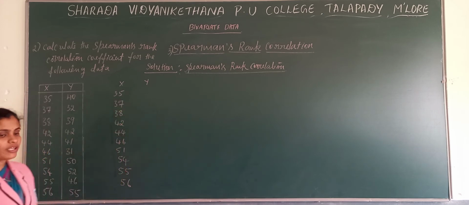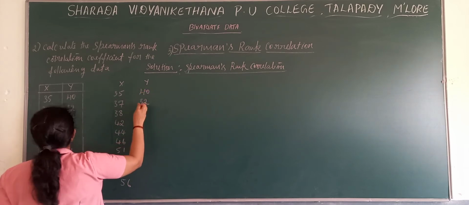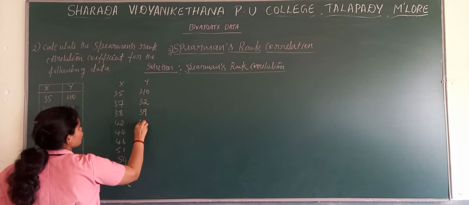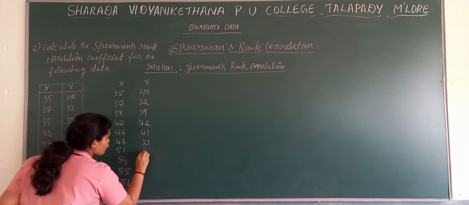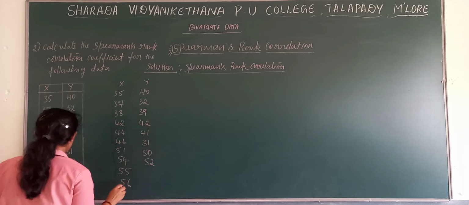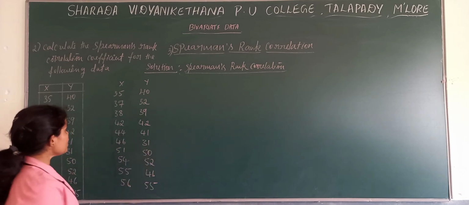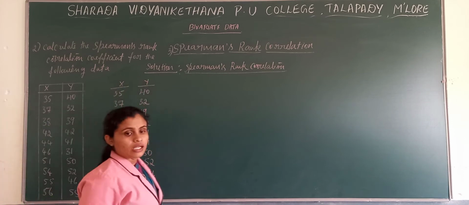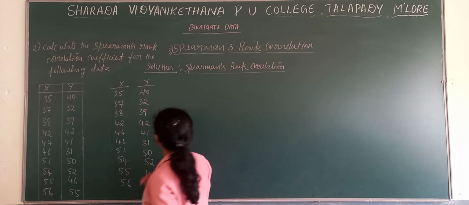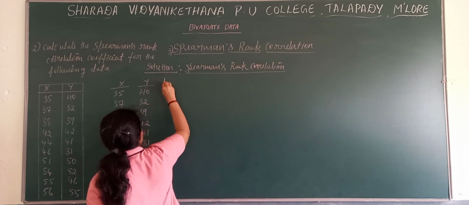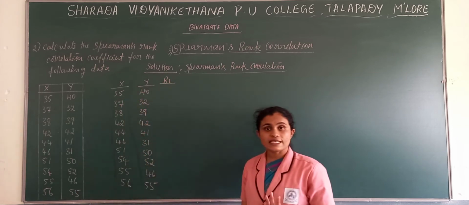Then we will take the y values. First value is 40, 32, 39, 42, 41, 31, 50, 52 and last values 46 and 55. Now we have taken the values. Now we need to substitute the ranks, that is rank 1 and rank 2. The first one, R1, is the rank for the first series. Now you need to observe only the first series, that is the X series.